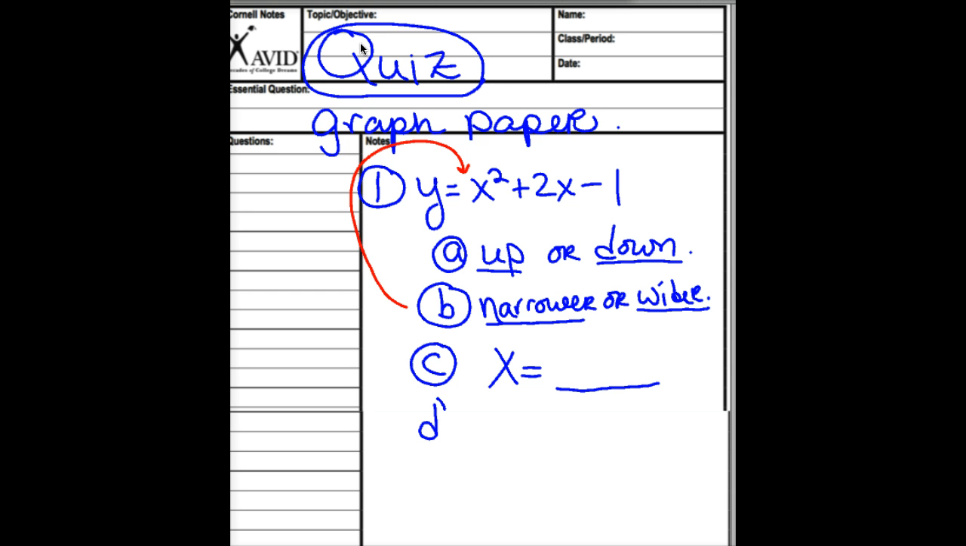1D. I want you to tell me what the vertex is. The vertex is a point.